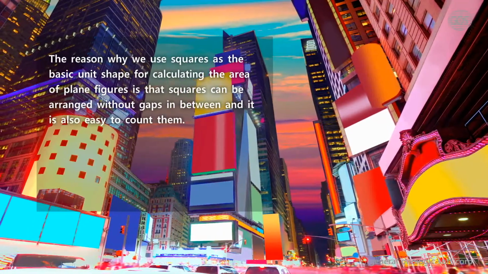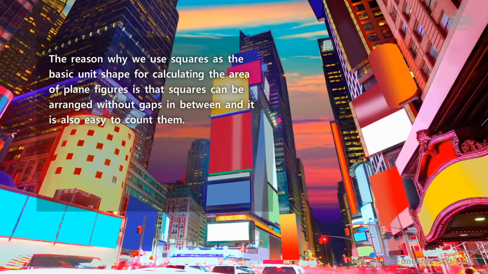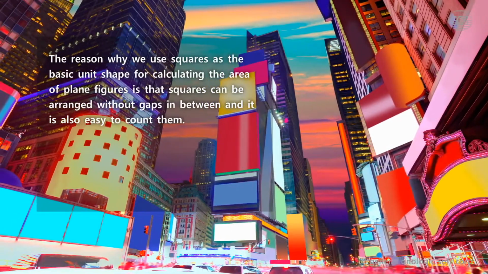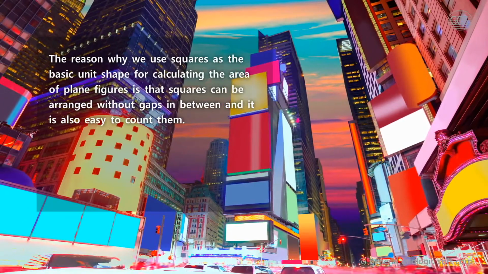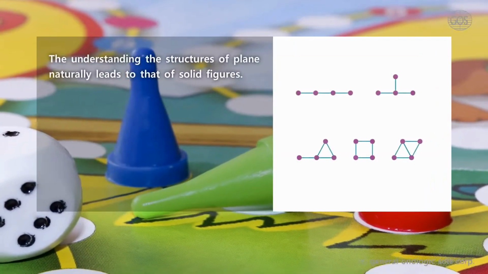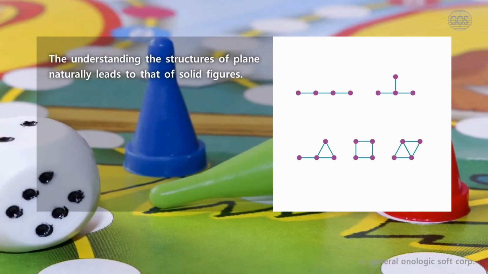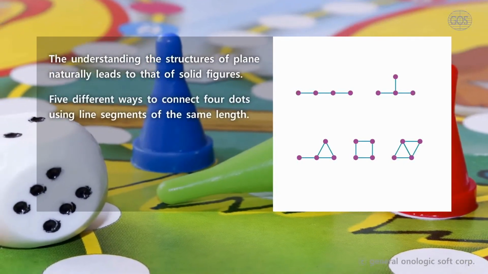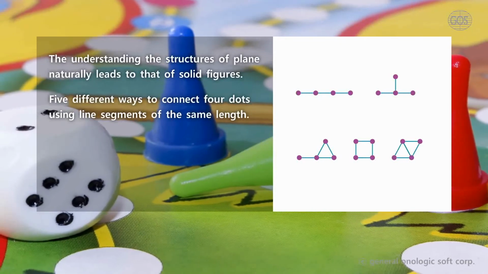The reason why we use squares as the basic unit shape for calculating the area of plane figures is that squares can be arranged without gaps in between, and it is also easy to count them. Understanding the structures of a plane naturally leads to that of solid figures. There are 5 different ways to connect 4 dots using line segments of the same length.